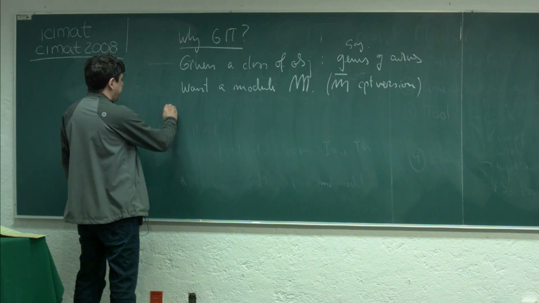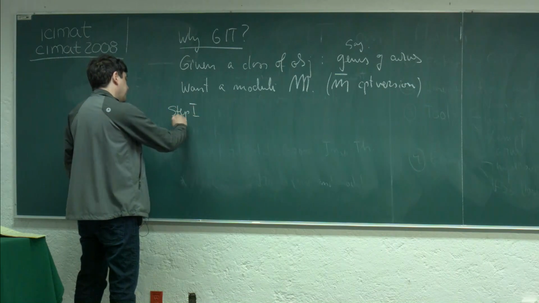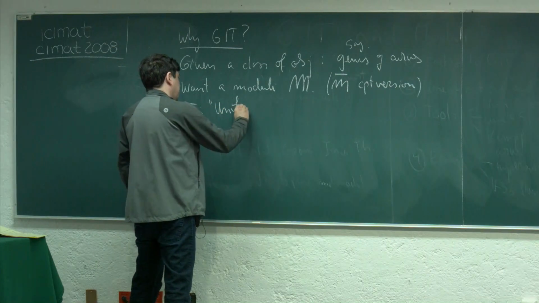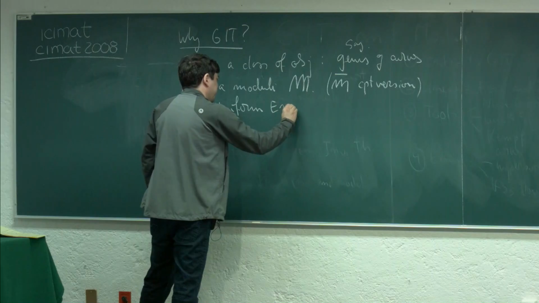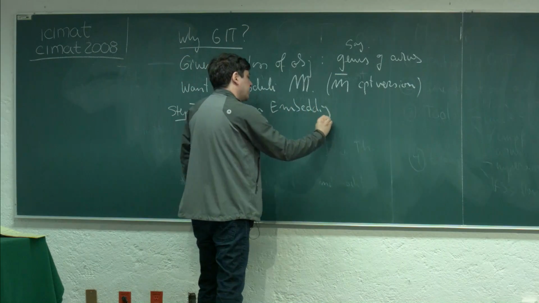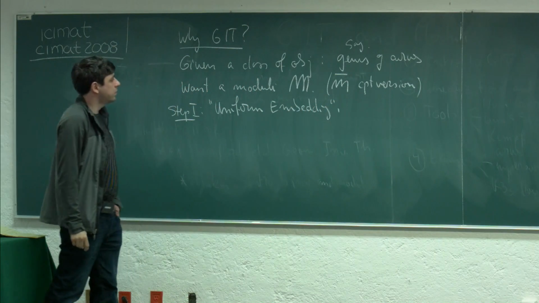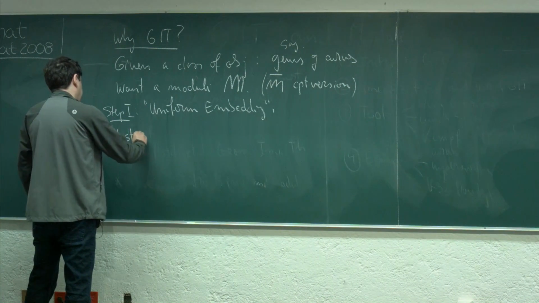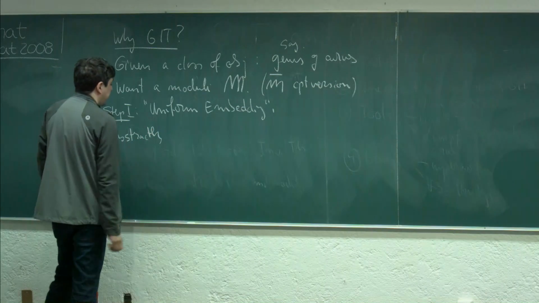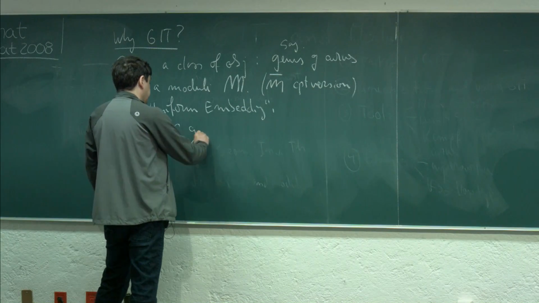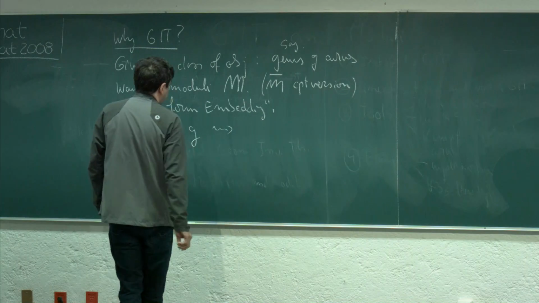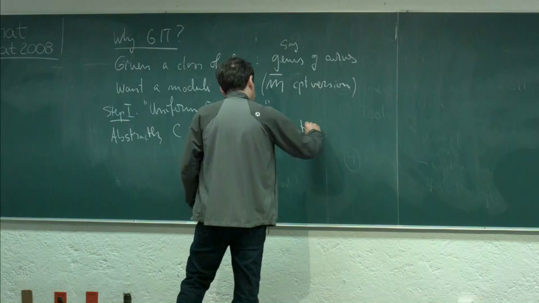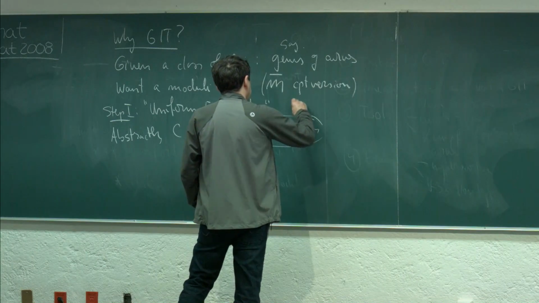So what are the steps? The first step is what I will call uniform embedding. So we start with abstractly a curve C of genus g, and we want equations, basically. Because this is, as I said, GIT.